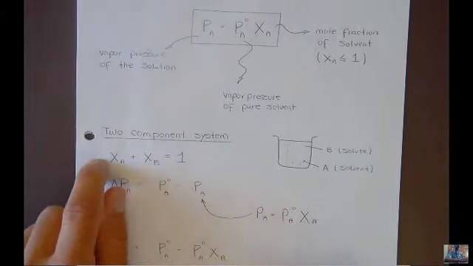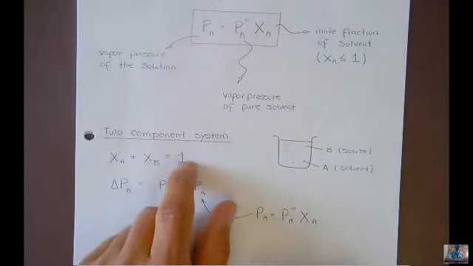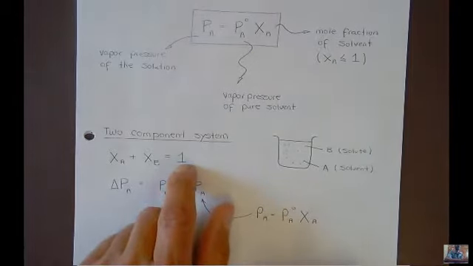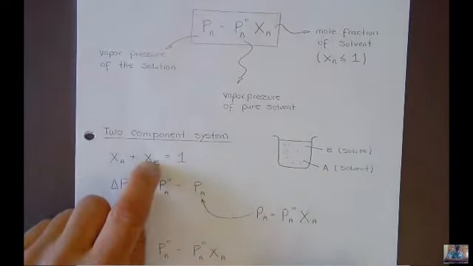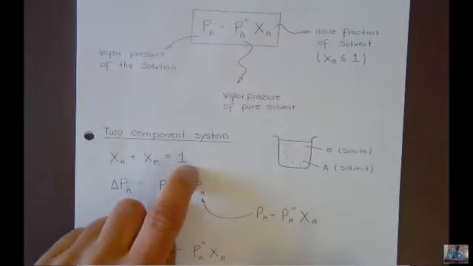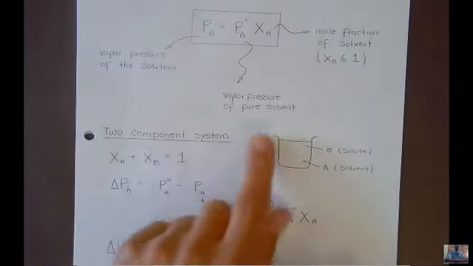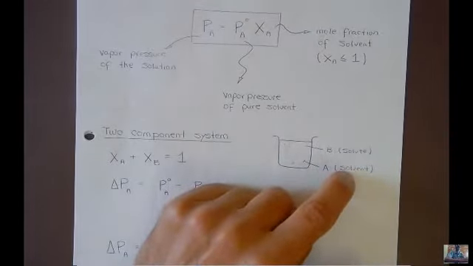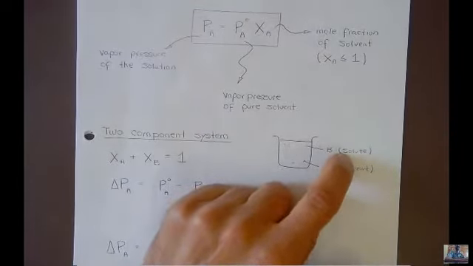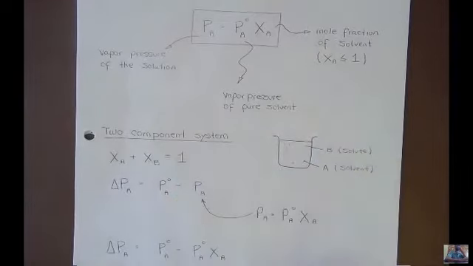They all have to add up to 1 because in the end, I've got to get the total number of moles of everything. The fraction of the moles that are A plus the fraction of the moles that are B have to add up to the total, because there's only 2 things. So here's our solution. A is the stuff that can evaporate. B is the stuff that can't. This is the junk.